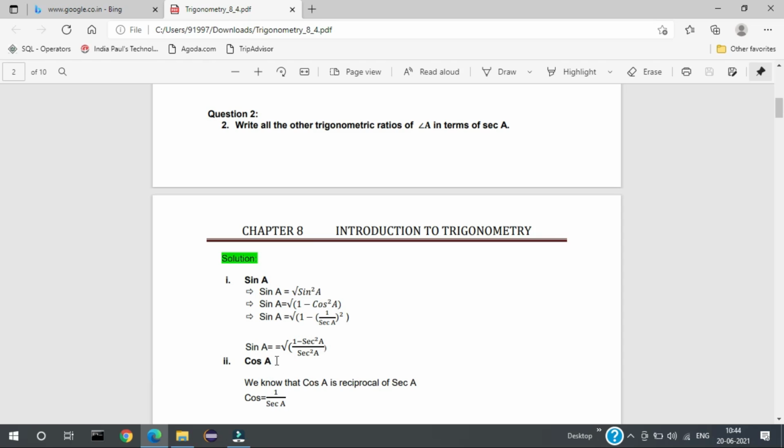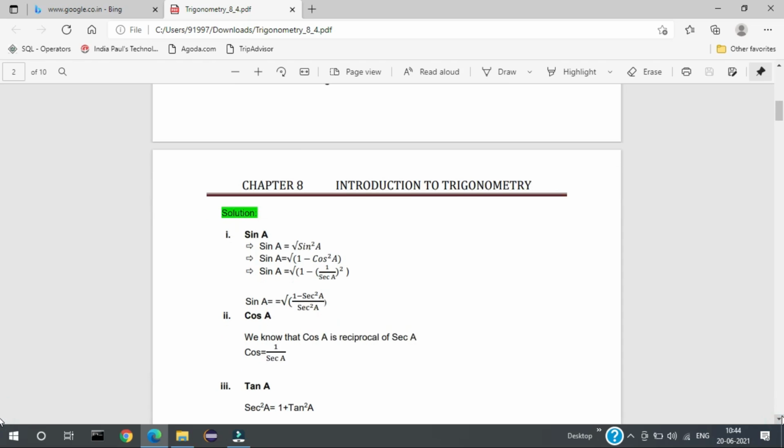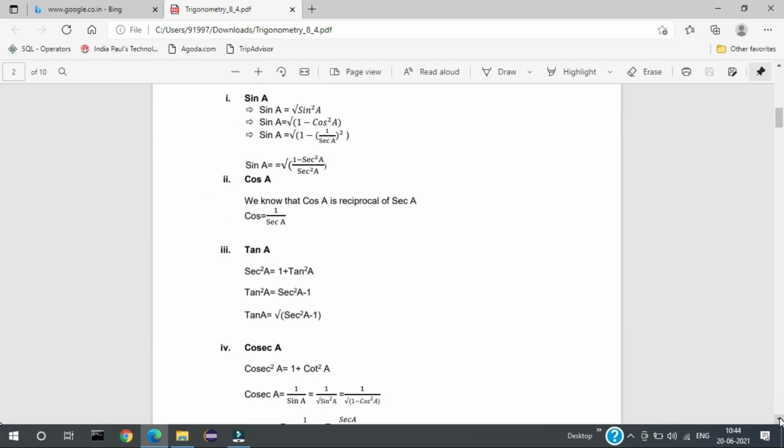Next, coming to cos A. We know that cos A is the reciprocal of secant A. So cos A equals 1 by secant A. Next, coming to the third one, tan A. What is the identity? We have 1 plus tan square A equals secant square A. So tan square A equals secant square A minus 1. So tan A equals root of secant square A minus 1.